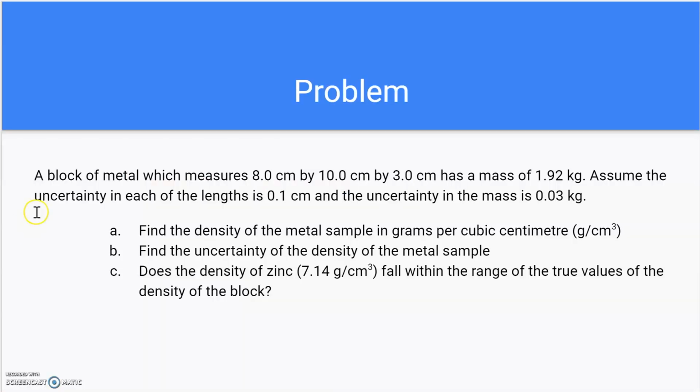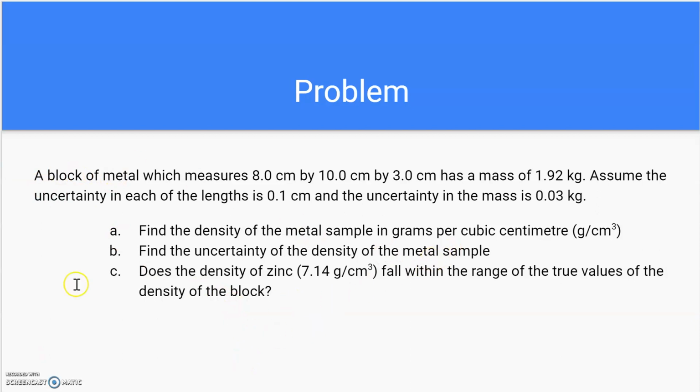The problem says the following: a block of metal which measures 8 centimeters by 10 centimeters by 3 centimeters has a mass of 1.92 kilograms. Assume that the uncertainty in each of the lengths is 0.1 centimeters and the uncertainty in the mass is 0.03 kilograms. And we're asked first to find the density of the metal sample, second to find the uncertainty of that density, and third to determine whether the density of zinc falls within the range of true values of the density of the block that we have here or not.